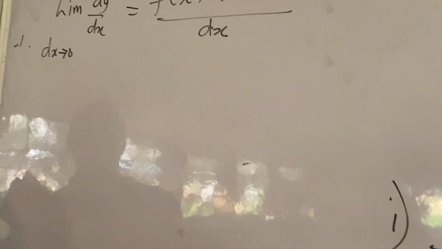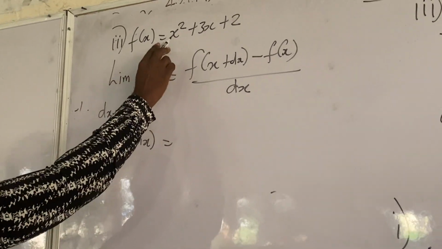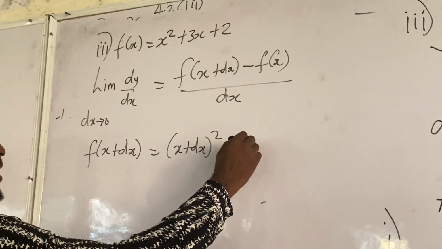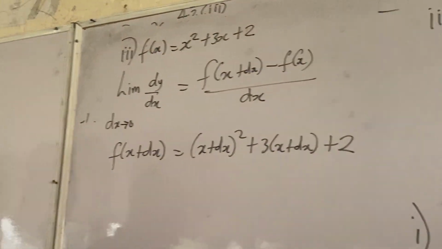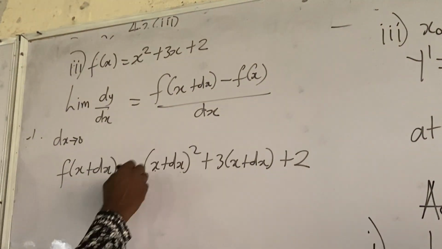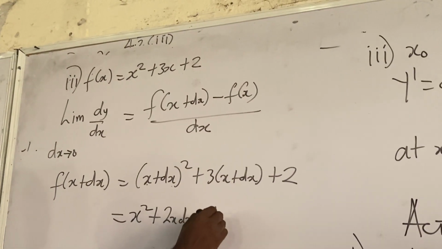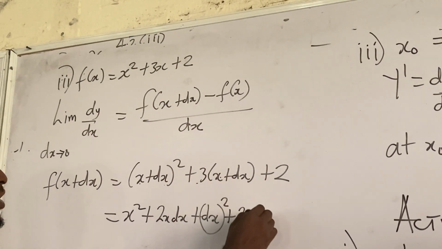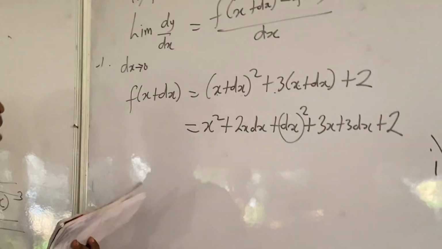Class, we already have f of x. Let's find f of x plus dx. Anywhere you see x, put x plus dx, that will be x plus dx all squared plus 3 into bracket x plus dx plus 2. If I did solve it, you can do it, right? x plus dx all squared gives x squared plus 2x dx plus dx all squared, plus 3x plus 3 dx plus 2.